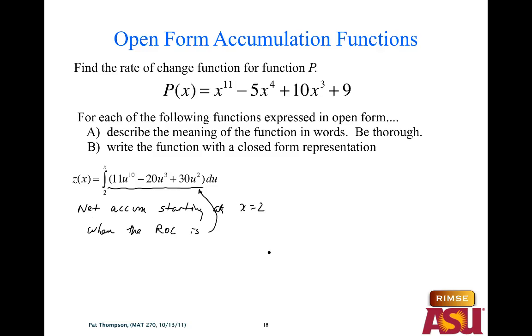So now we want to write this in closed form. So what is it the same as? Getting the net accumulation little by little starting at x equals 2 up to x is the same as what? It allows us to write it in closed form. Z of x minus z of 2. No, not quite. Okay, p of x minus p of 2. Is that right? And if so, why?